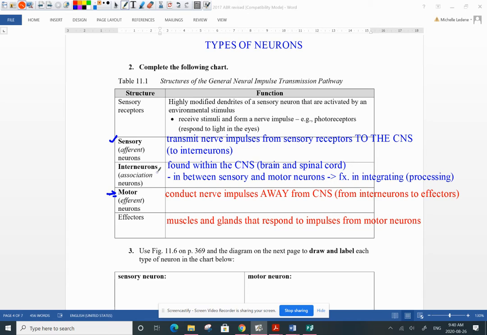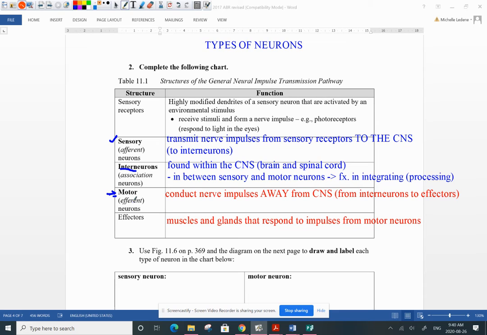So then what is in the CNS? That's the connector between the sensory and the motor. That would be the interneurons, or the association neurons. They're in between the sensory and motor. So they're found entirely within the CNS, the brain and the spinal cord, and they help with integrating and processing the information coming from the sensory and going to the motor or efferent.